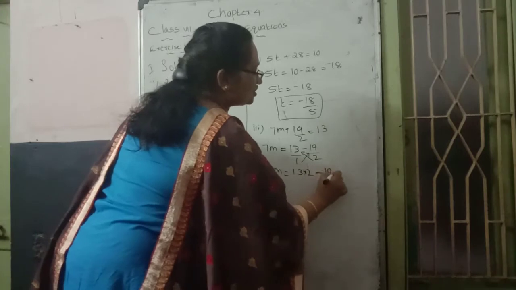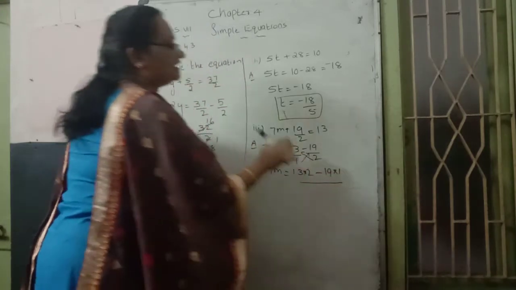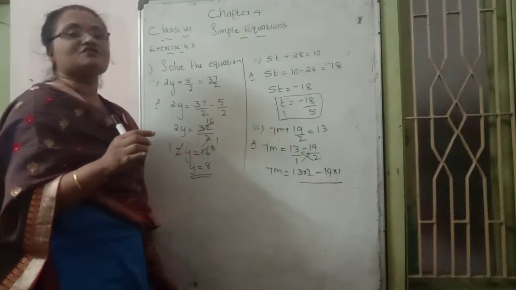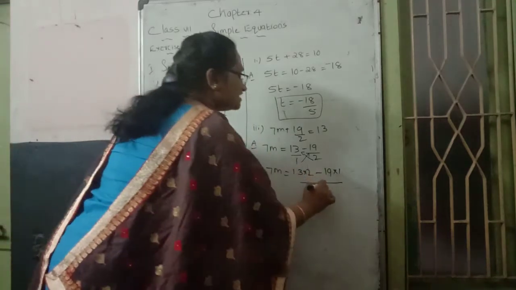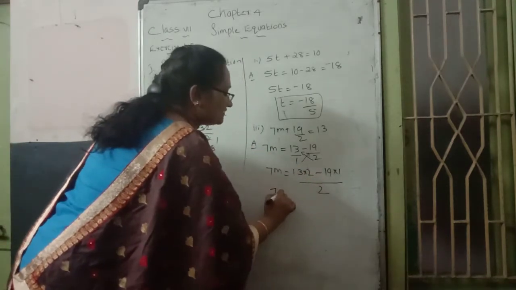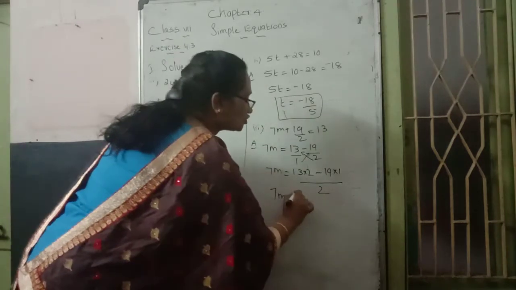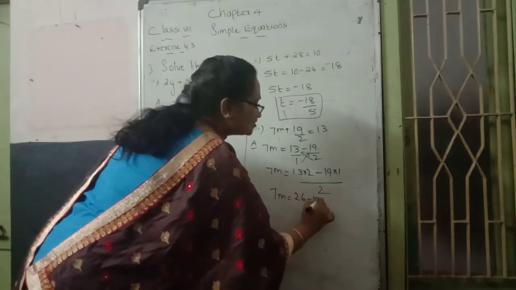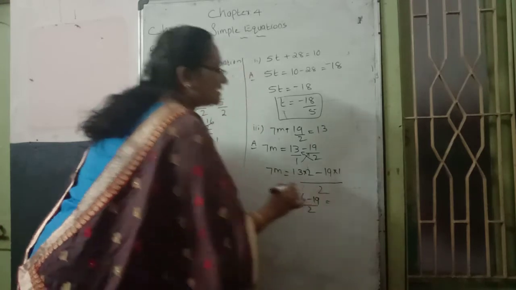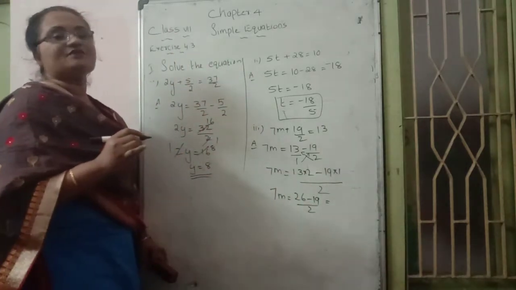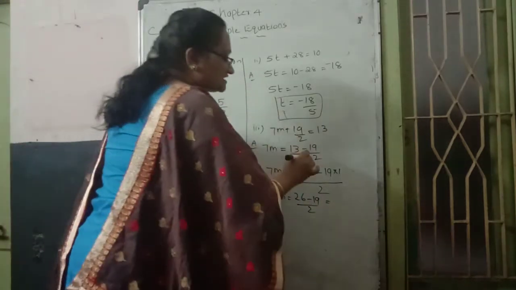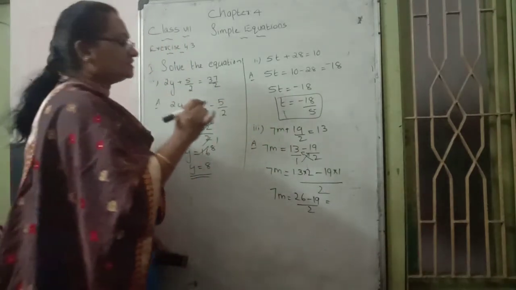So 2 into 13, minus 19 into 1, the whole divided by the product of the denominators. 1 two is how much? 2. Again, calculation: 7m is equal to, 13 twos are how much? 26, minus 19, by 2. Subtract the numerators and keep the same denominator, right? 26 minus 19 is how much?